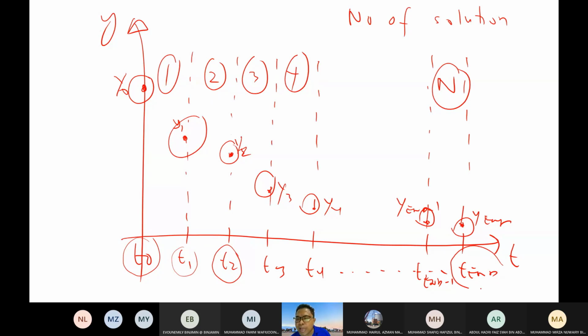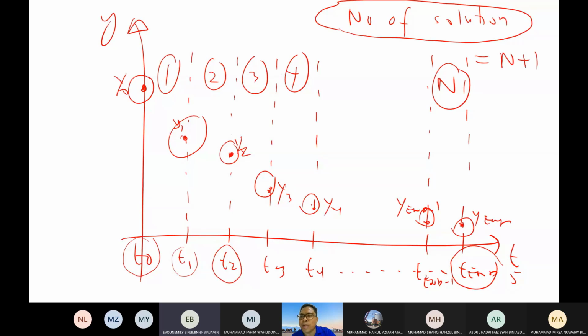Don't put any value here as 5. This Tn is arbitrary, any value. Saya boleh tak Tn sebagai 10 pun boleh, 1,000,000 boleh, 1,000 boleh. Kita pakai formula tadi. Kita nak tahu bilangan solution: 1, 2, 3, 4, 5. If you calculate, that will be n plus 1.